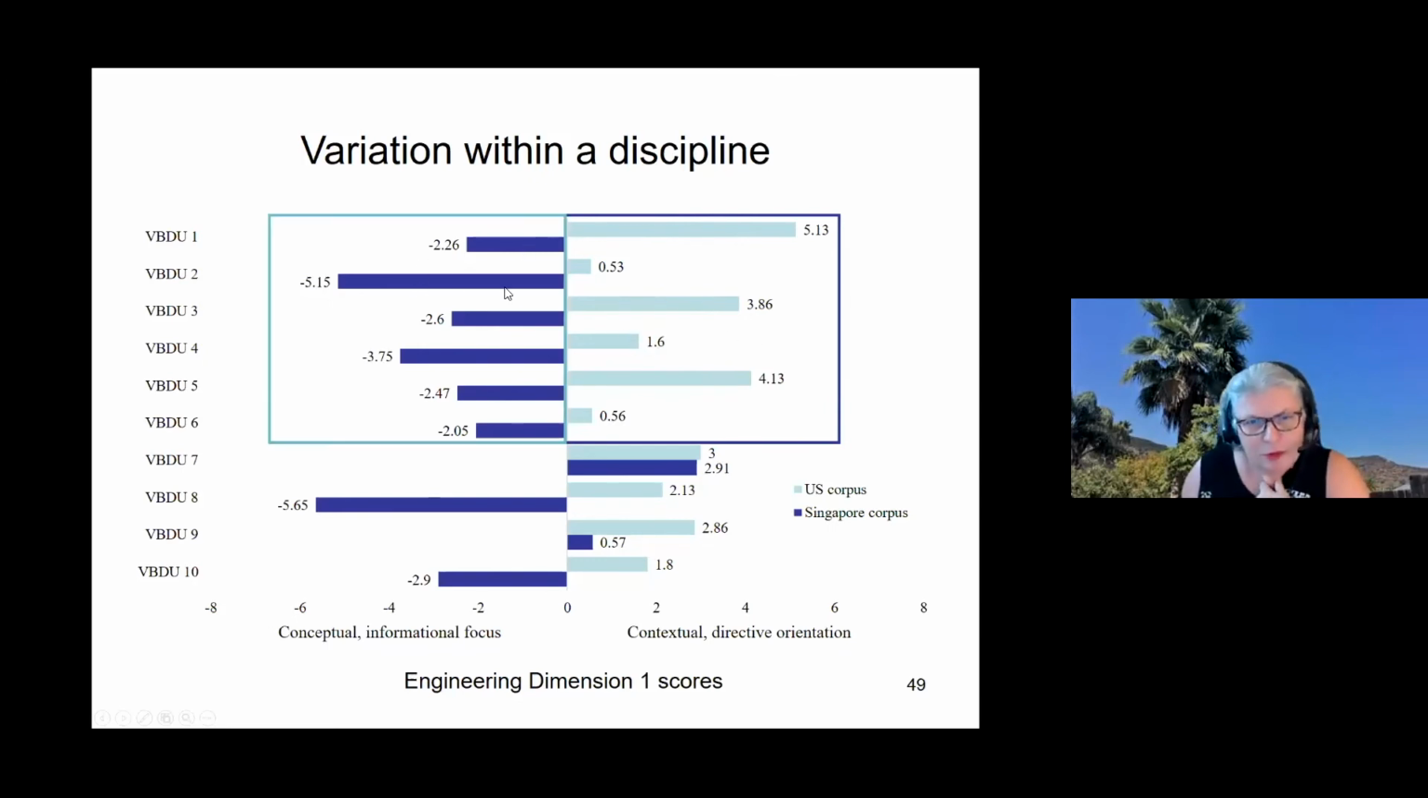The US corpus, as you see, is very contextually oriented with a directive orientation, as we have seen already. But in the Singapore corpus, the teacher comes in and goes right into the topic. I looked at all these files. It's only 8 files. So after I ran these numbers, it was like, really? Okay, so let me see what's going on here.